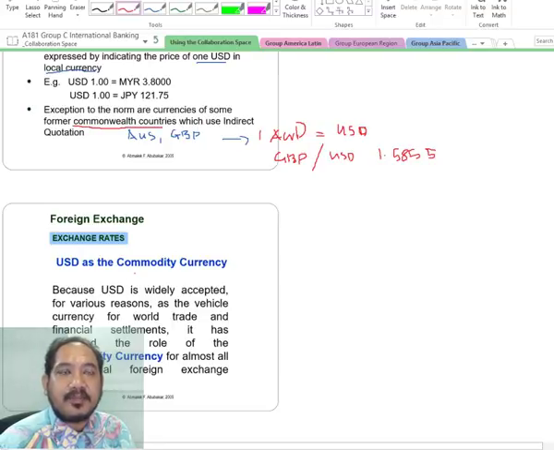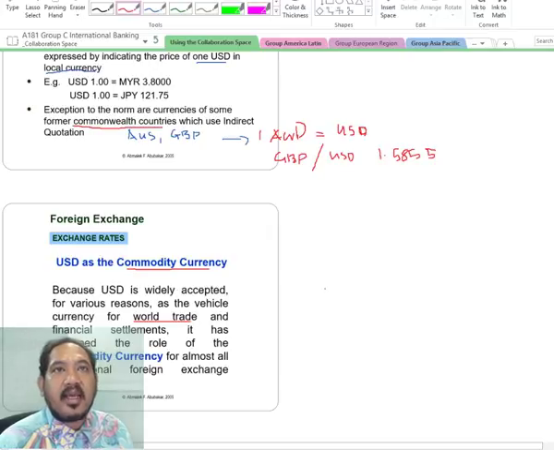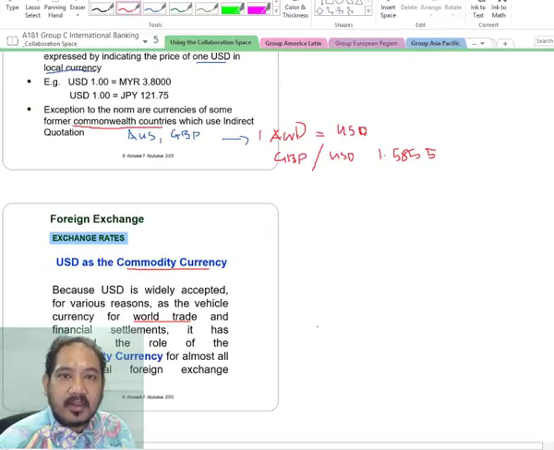Now, finally, in this presentation, the US dollar as the commodity currency. The reason why the US dollar is the commodity currency is that it is widely accepted for various reasons as the vehicle currency for world trade and financial settlement. It has assumed the role of the commodity currency for almost all international foreign exchange dealing. So that is the reason why the US dollar is accepted as the commodity currency in international trade. That is all for part one, the introduction to the foreign exchange market. I hope we will discuss further part two of the foreign exchange market in the next presentation.